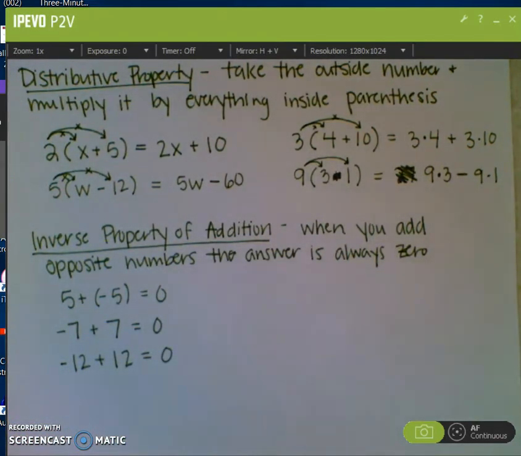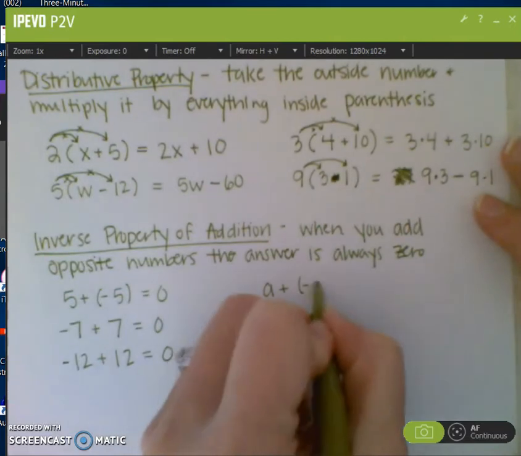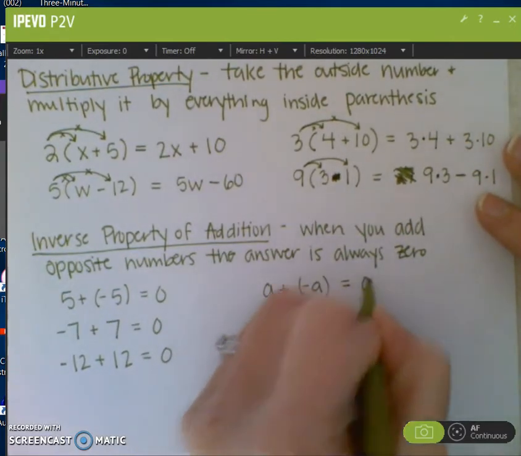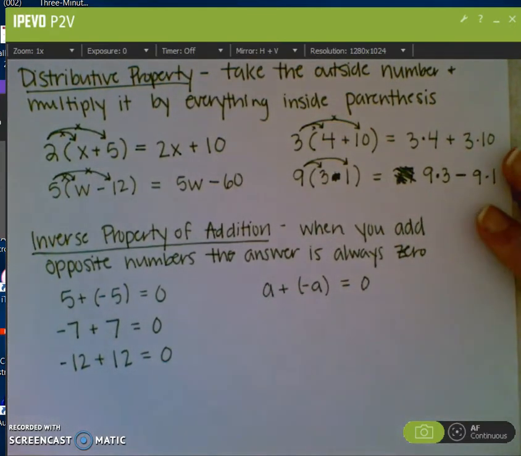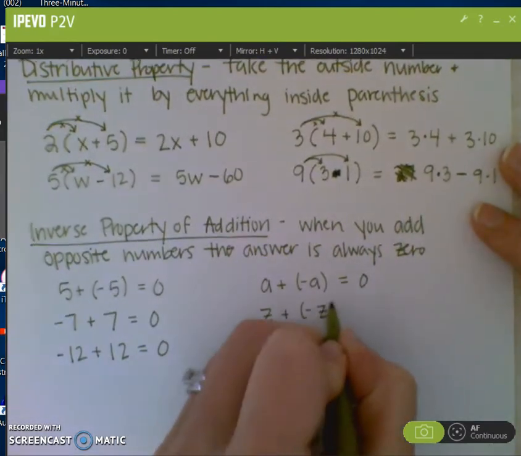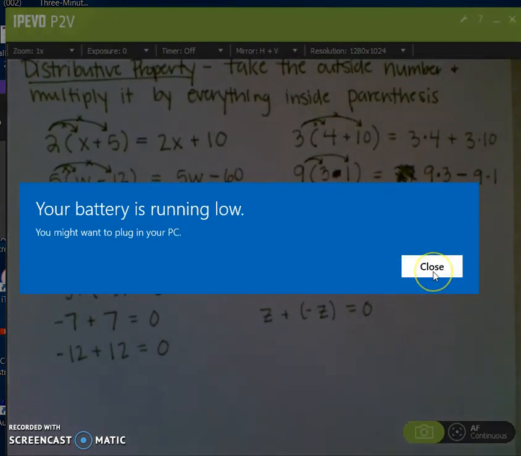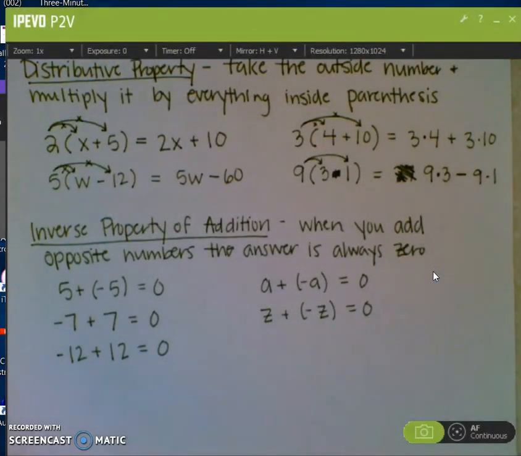We could also write this using variables. We could say a plus negative a equals 0, or z plus negative z equals 0. That is the inverse property of addition. It says that when we add opposite numbers, our answer is always 0.